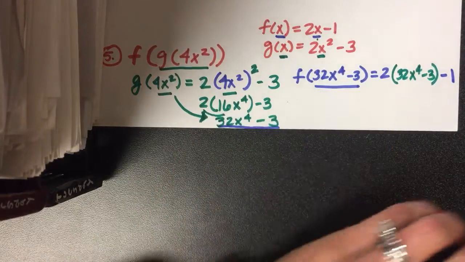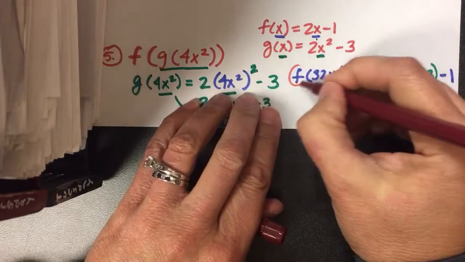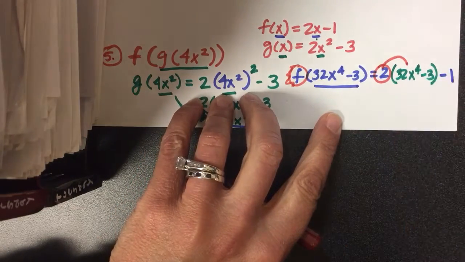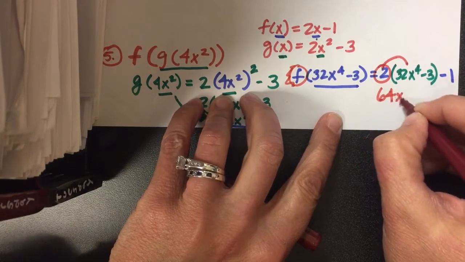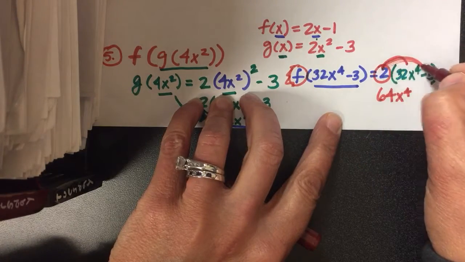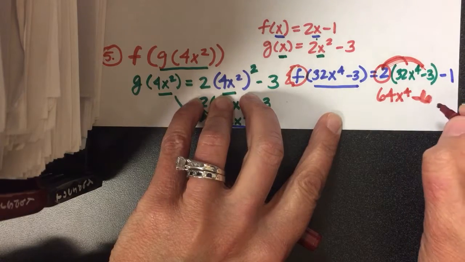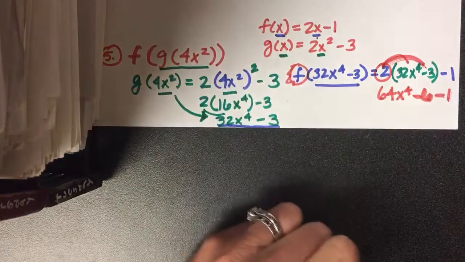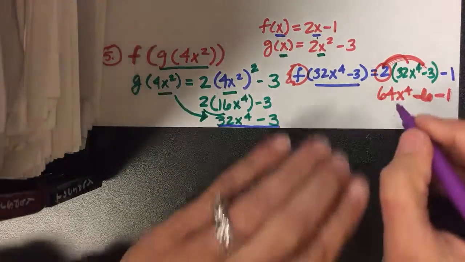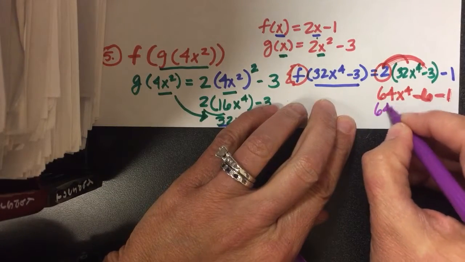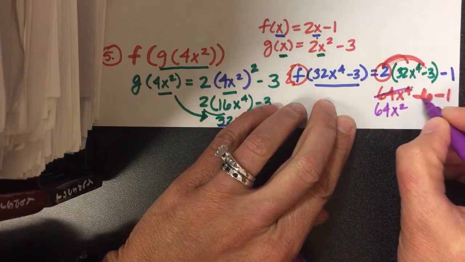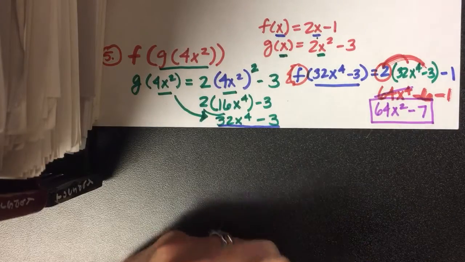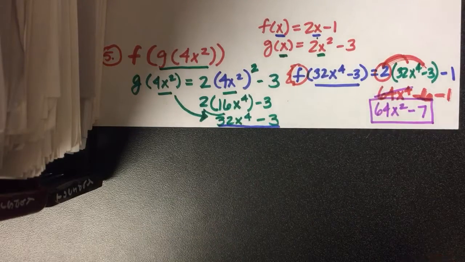I'm going to follow the laws of exponents. So I'm going to take 2 and multiply it by 32x to the 4th, and I've got 64x to the 4th. And then I've got 2 times negative 3, which is negative 6. And then I've got minus 1. So that minus 1 is still hanging out. So I've got to look and see if I can actually combine like terms here, and I can. So I've got 64x to the 4th, which does not have any like terms. But then I've got minus 6 and minus 1, which is minus 7. And you're done. So that's f of g of 4x squared.